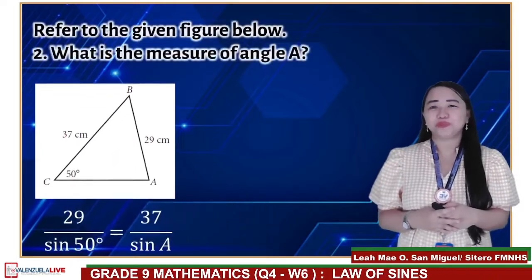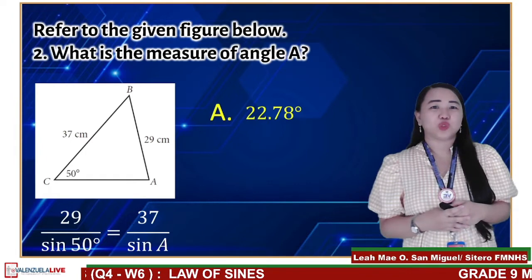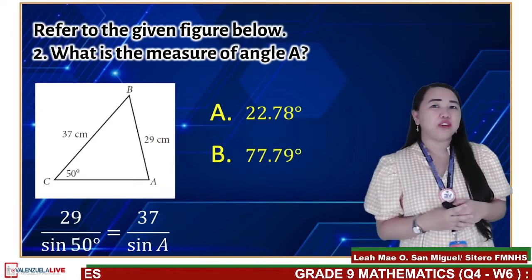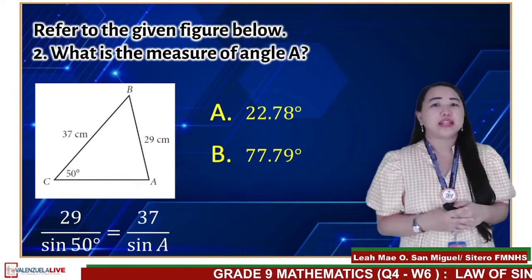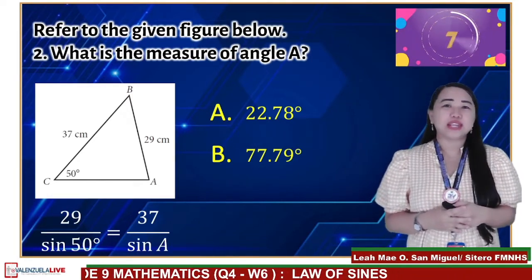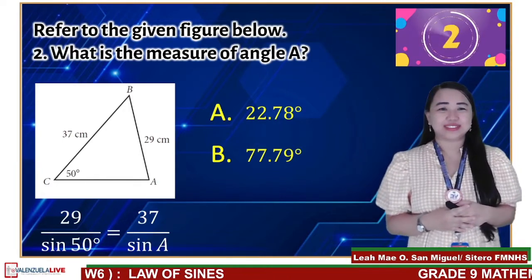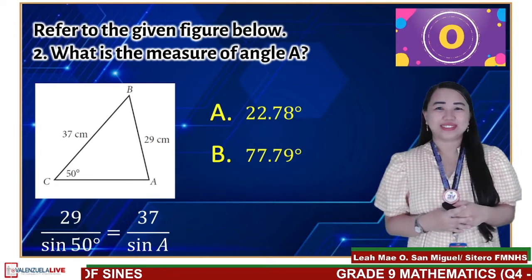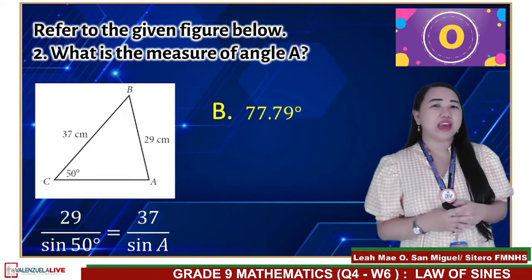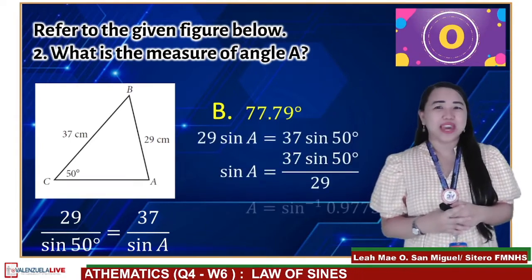Number 2. What is the measure of angle A? Is it A, 22.78 degrees, or B, 77.79 degrees? Timer starts now. Use your answer in item 1 to solve for angle A. Time's up. If you answered B, 77.79 degrees, then you are correct. Amazing.